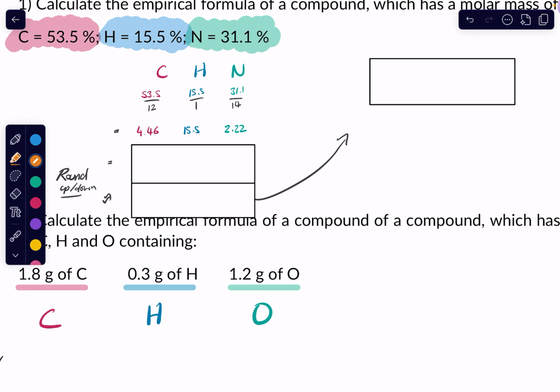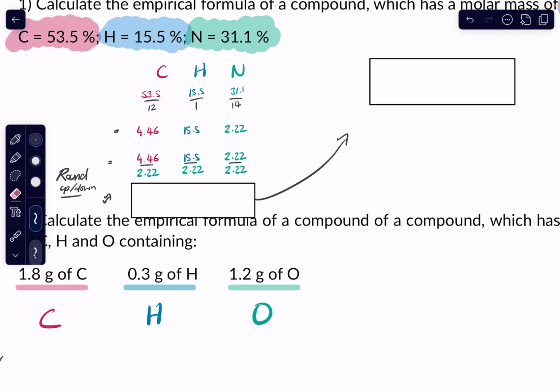Now, we're not working with nice clean numbers like before. We've got these weird decimals going on, and that's okay. We can still work with that. What's the lowest of these values? We've got the ratio. We now need to get the lowest, and it's a 2.2. So we're going to do 4.6 over 2.2, then the 15, then the 2.2 over 2.2. And it should look like this.